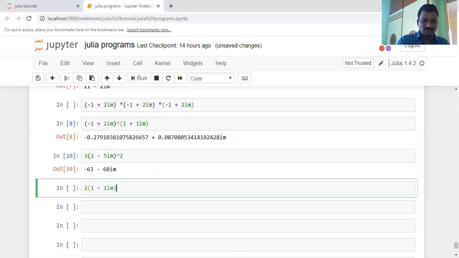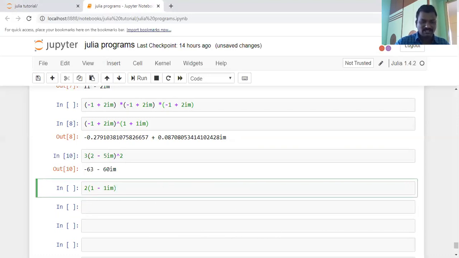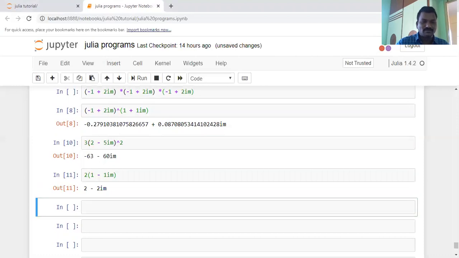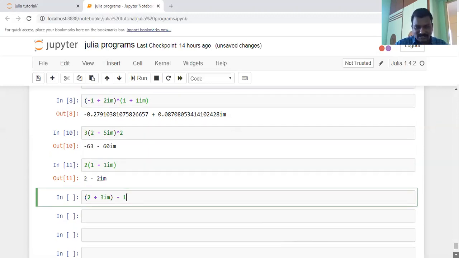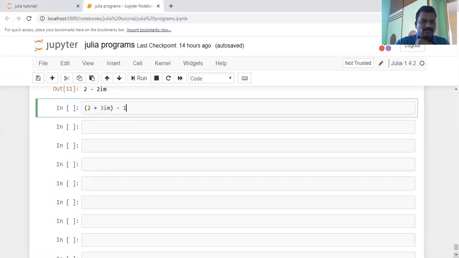The simple example here is 2 into im. How can you represent the 2 into im here? That value we consider as 2 into 2 plus im. For example, another is a division operation. That means you may remove some of the rational number here. For example, I'm going to remove the rational number like this. For example, 2 plus 3 im minus 1.